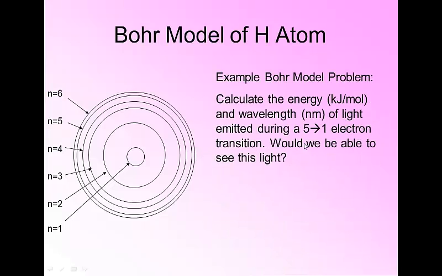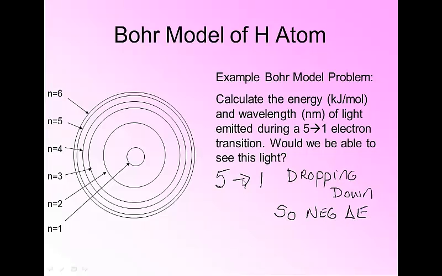All right, so I am going to do an example. Calculate the energy in kilojoules per mole, because that is our most popular unit, and wavelength of light emitted during a 5-to-1 electron transition. Would we be able to see this light? So a couple of things I'm going to write down. I am dropping down from energy level number 5 to energy level number 1. So I should expect to get a negative delta E. All right. So the energy of the photon would be the positive of this value, and then we use that for wavelength.